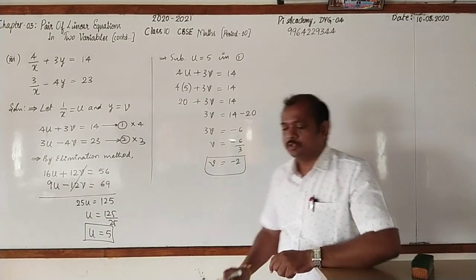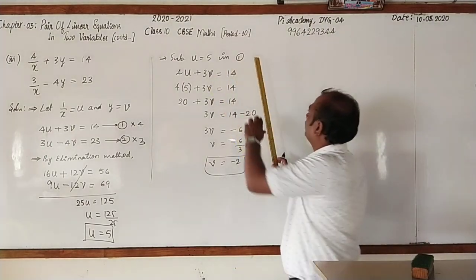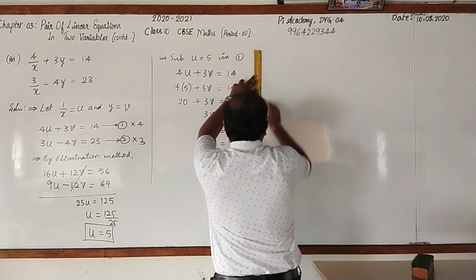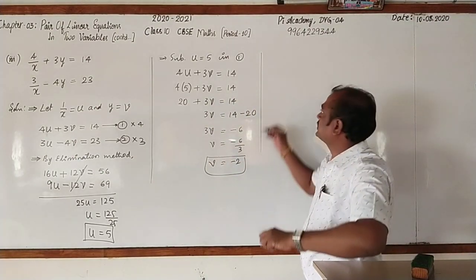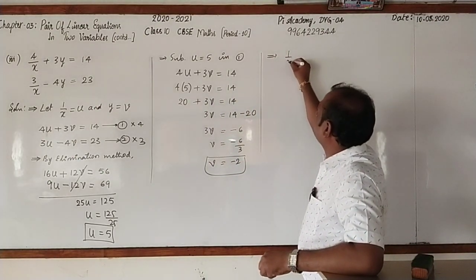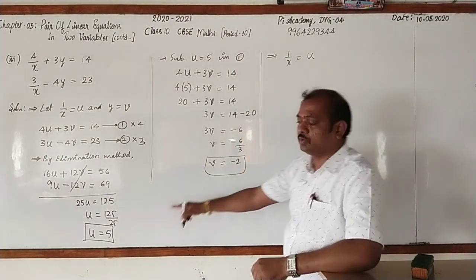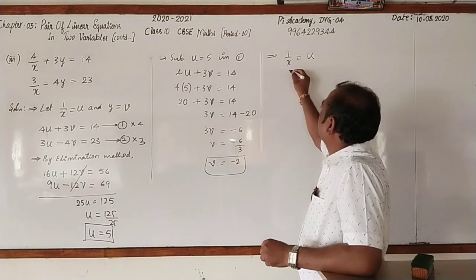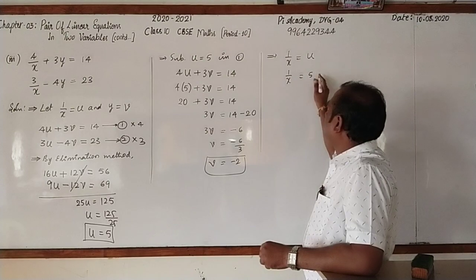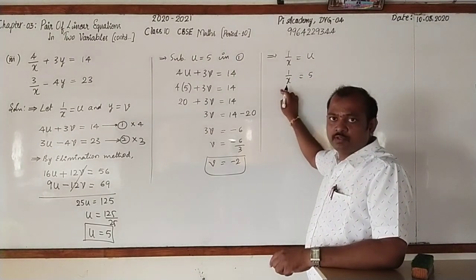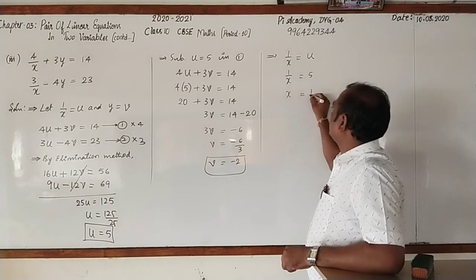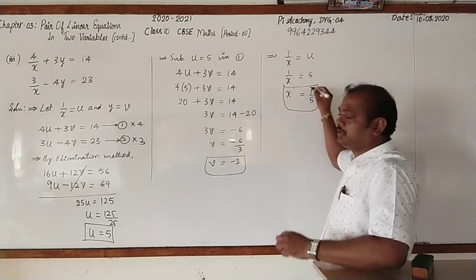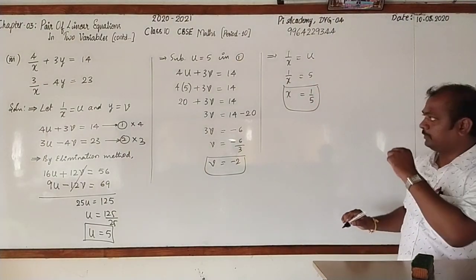We got both u and v values. Then we can find out x and y. How? Let us go for substitution. It is 1 by x is equal to u. What is u? This is 5. 1 by x is equal to 5. Cross multiply. y goes to the denominator, x goes to the numerator. So x is equal to 1 by 5. Right? Then we should find out the y value.